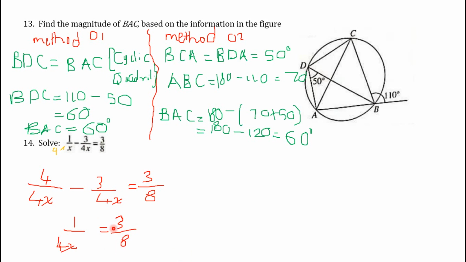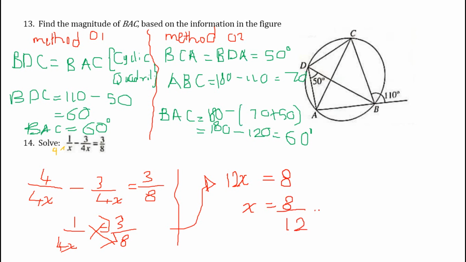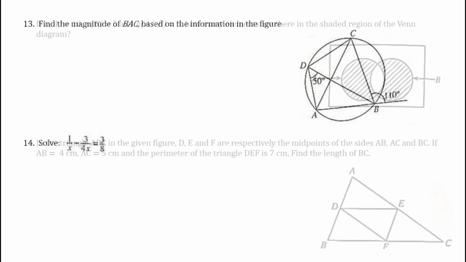Now let's cross multiply. 4x multiplied by 3 and 8 multiplied by 1. 4x into 3 is 12x. That will be equal to 8. So therefore x will be equal to 8 over 12. When you simplify to its simplest form, you get 2 over 3. So with that, let's move on to the next set of questions.